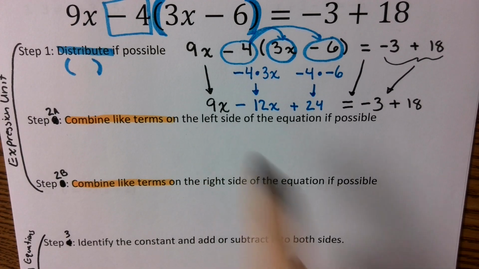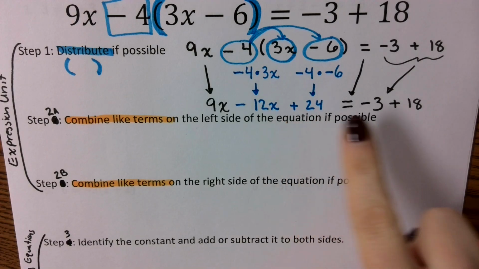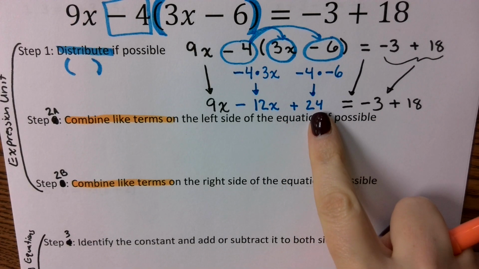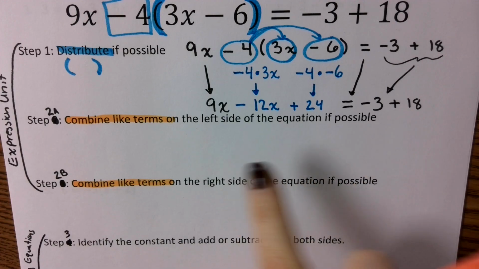I split them up because I wanted to focus on different sides, because I don't want you guys thinking that you can combine 24 with a -3 or 24 with the 18, because they're on different sides of that equal sign.